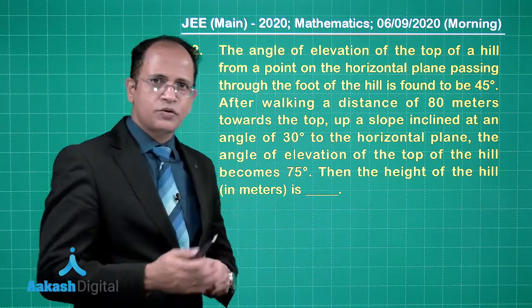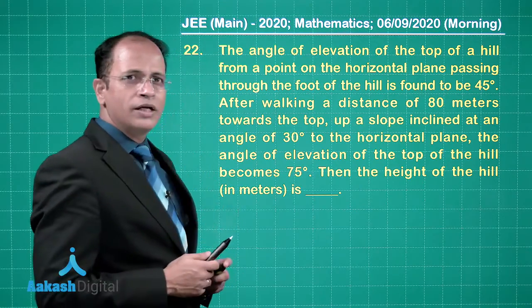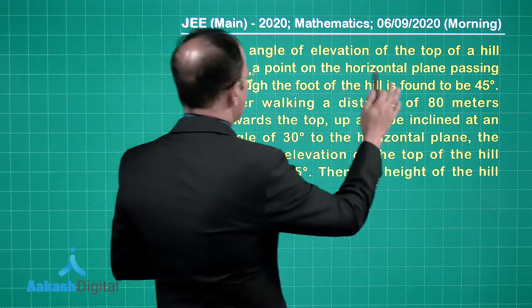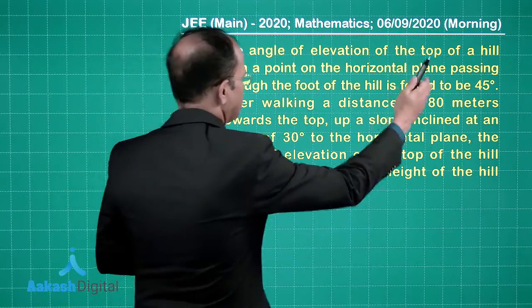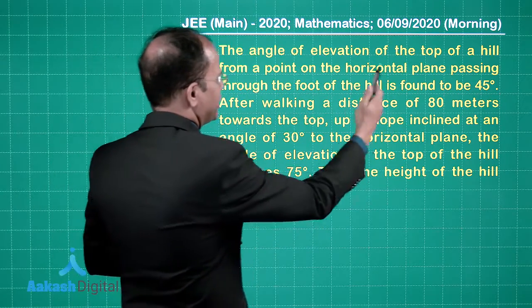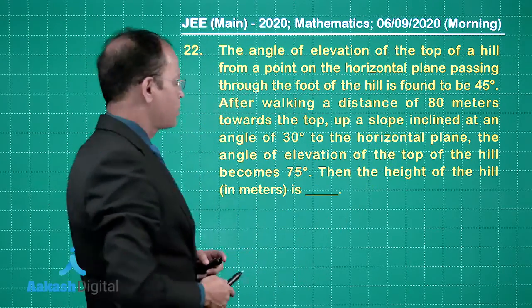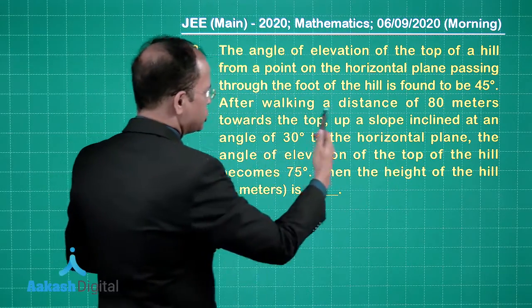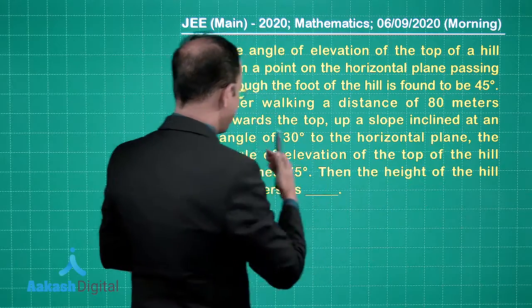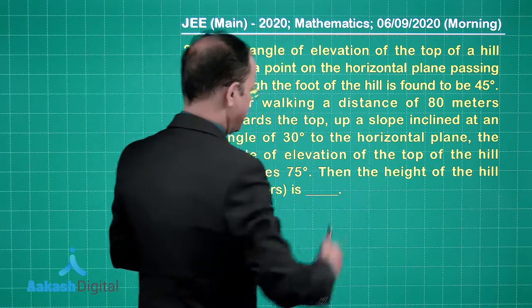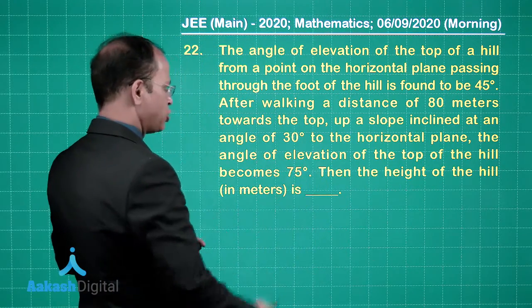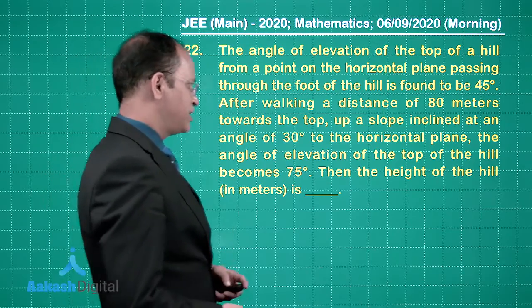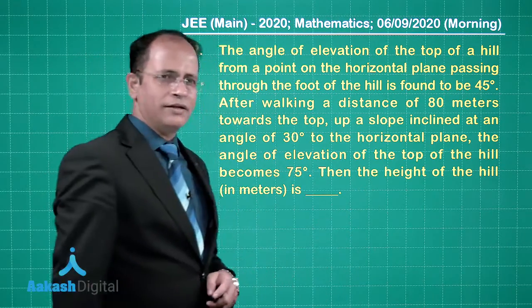Now let's discuss question number 22. The angle of the elevation of the top of the hill from a point on the horizontal plane passing through the foot of the hill is found to be 45 degree. After walking a distance of 80 meters towards the top, up a slope inclined at an angle of 30 degree to the horizontal plane, the angle of elevation of the top of the hill becomes 75 degree. Then you have to find the height of the hill.